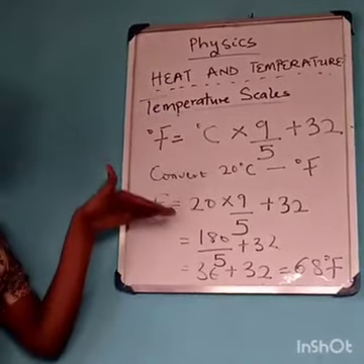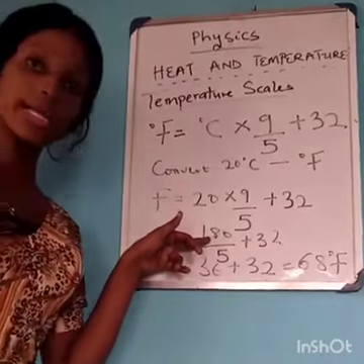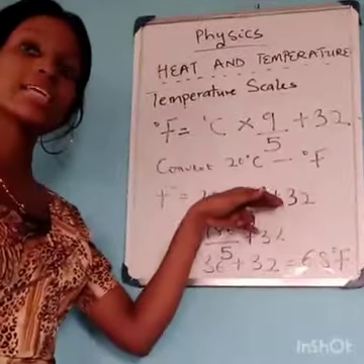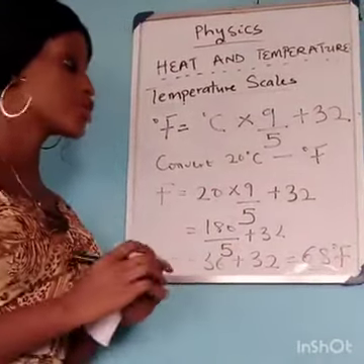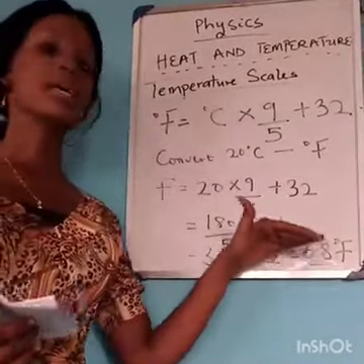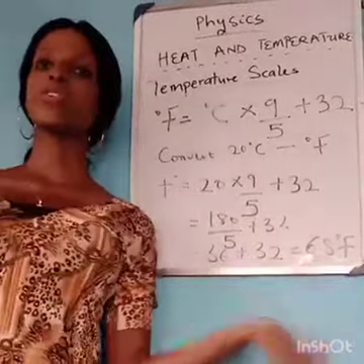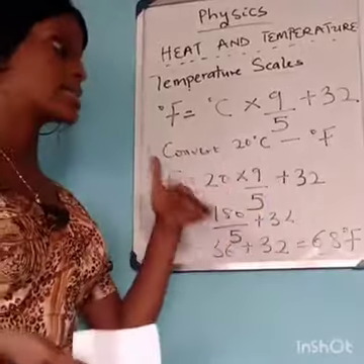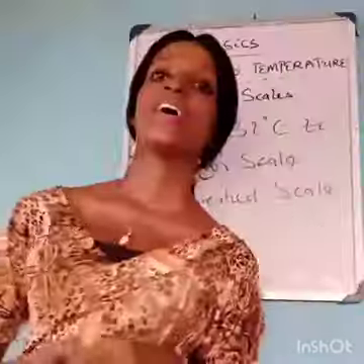So simply, when you have put your 20 degrees here, multiply it by 9, which gives you 180. You divide by 5, which gives us 36. Then you add the 32, and you have your 68 degrees Fahrenheit. So 20 degrees Celsius is the same as 68 degrees Fahrenheit. Having known all this, you can still go further to convert many values from Fahrenheit back to Celsius, and from Celsius back to Fahrenheit.